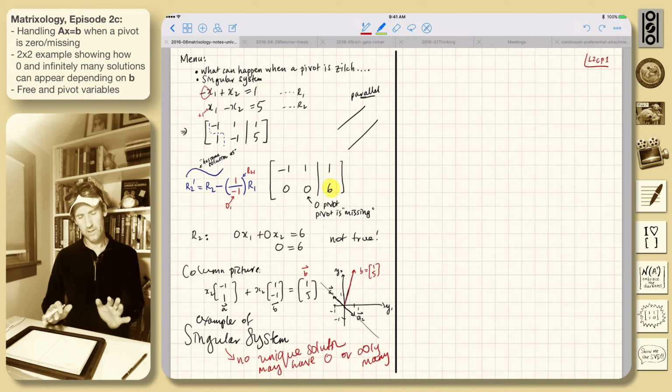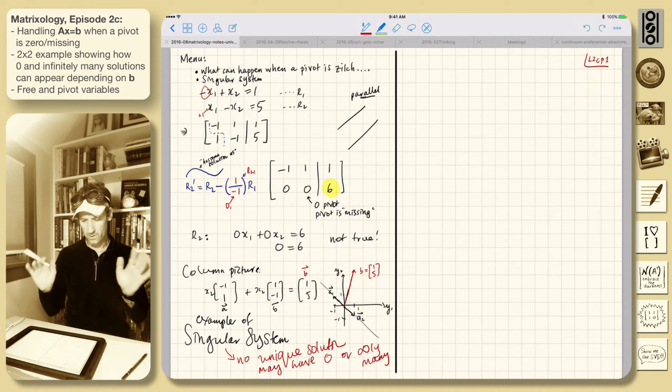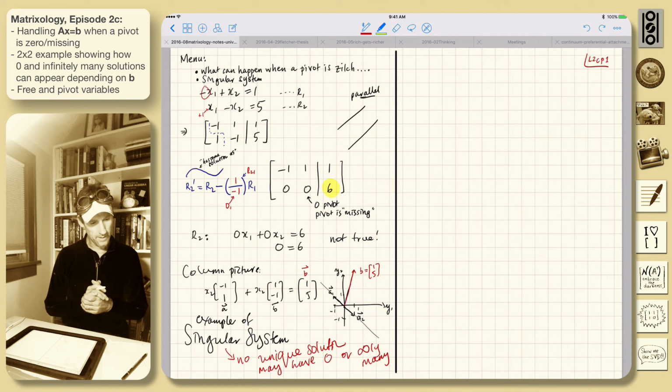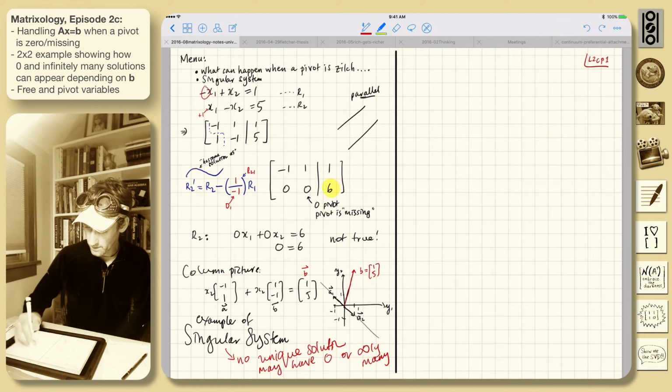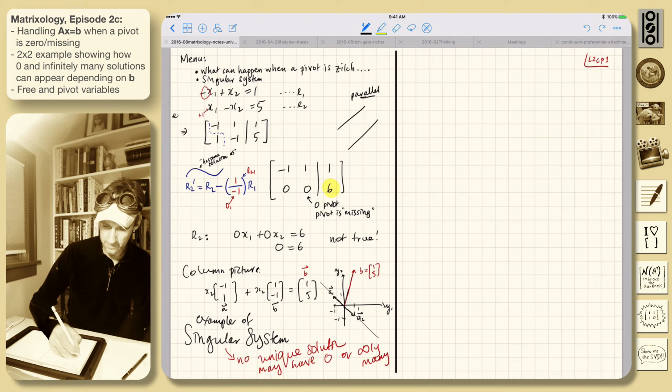Okay, so that sort of thing can happen again in a bigger matrix. You just sort of stop. There's no solution in this case. We could, however, have something like, let's say, a different example. So we'll call this example 1, and this is example 2.